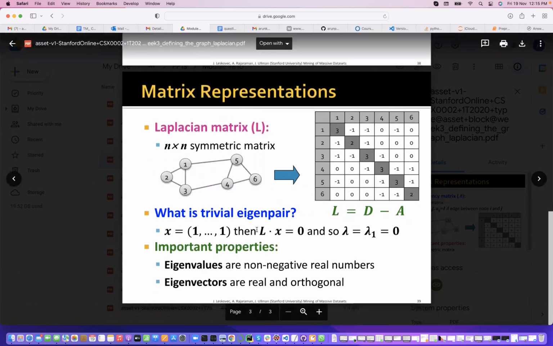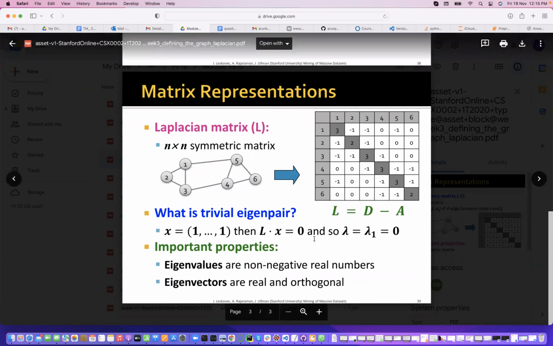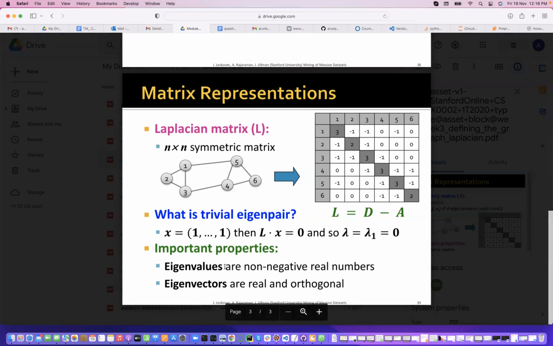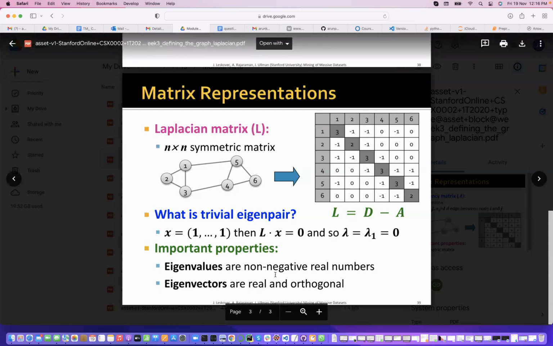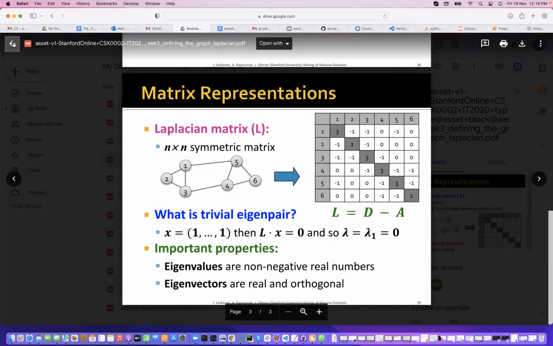So what is the trivial eigenvector? x equal to 1, 1, ..., then Lx equal to 0, and so lambda 1 equal to 0. So this is trivial, meaning without doing much mathematics, you can find one eigenvalue 0 and the eigenvector is all ones. An important property: eigenvalues are non-negative real numbers, and eigenvectors are real and orthogonal. That is what we got from the mathematics. So for this type of matrix, you'll always get real eigenvalues and orthogonal eigenvectors for those real values.